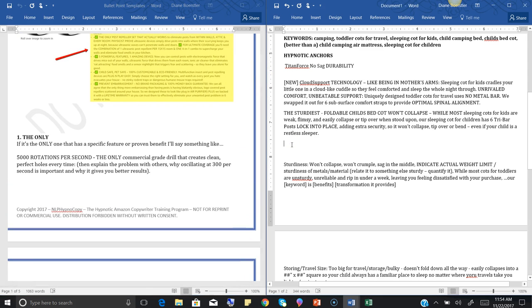So let's go with the "only" here. The only, and then what's our keyword? Let's go with our camping one. The only child camping bed. Let's see here. Child camping bed. And they're concerned about weight, right?